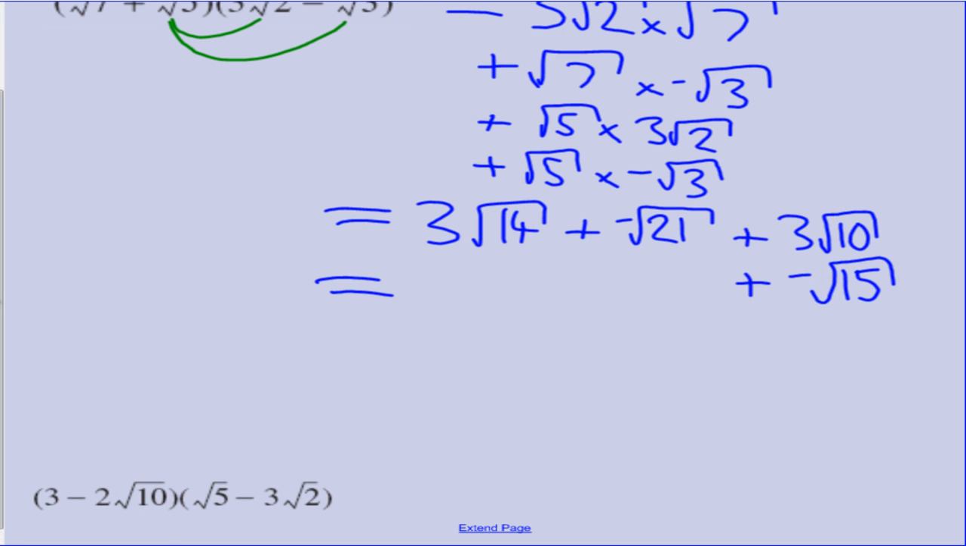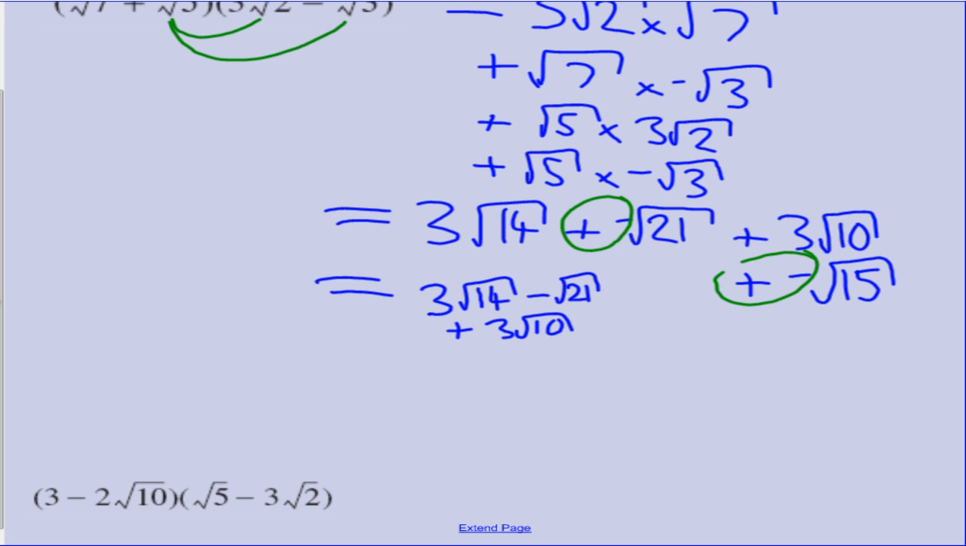Let's finish it off. Can any of those be simplified? 14, there's no perfect square in that. 21, a 10, 15. No, none of them are the same, so we cannot add them together or take them away like terms. What we can do is we can clean up these double signs that are starting to appear. So we can have 3 root 14 minus 21 plus 3 root 10 minus the square root of 15.